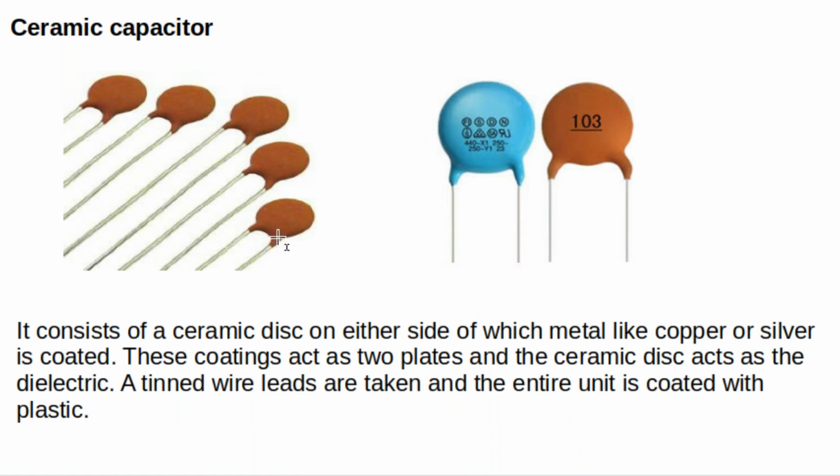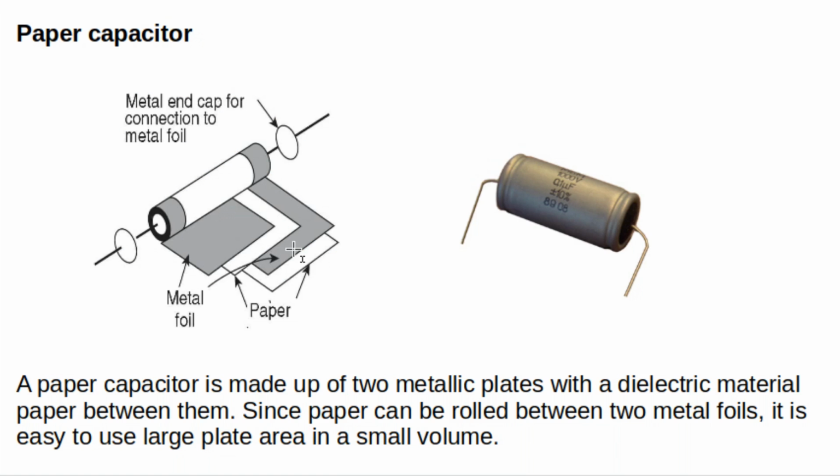Now this is the ceramic capacitor. It consists of a ceramic disc, and on either side of that disc metals like copper or silver are coated. So we have a ceramic disc on either side of which a metallic coating is made, and these coatings act as two plates of the capacitor, and the ceramic disc acts as a dielectric. And we take tinned wire leads outside from the metallic coatings for the connection purpose, and the entire unit is coated with plastic.